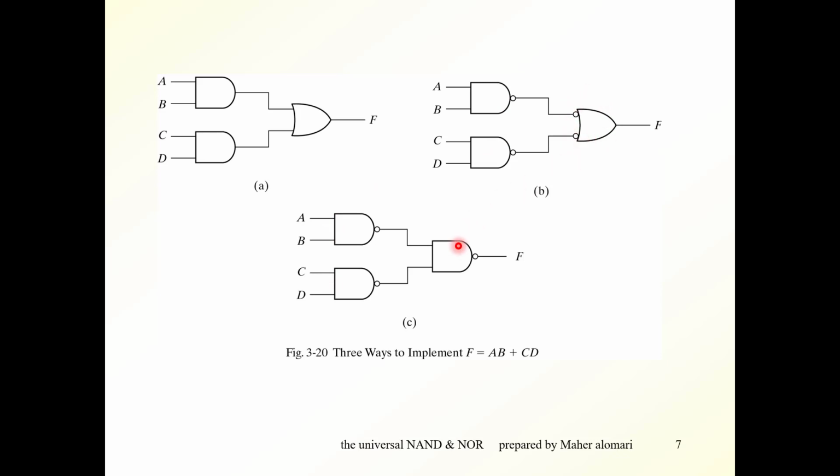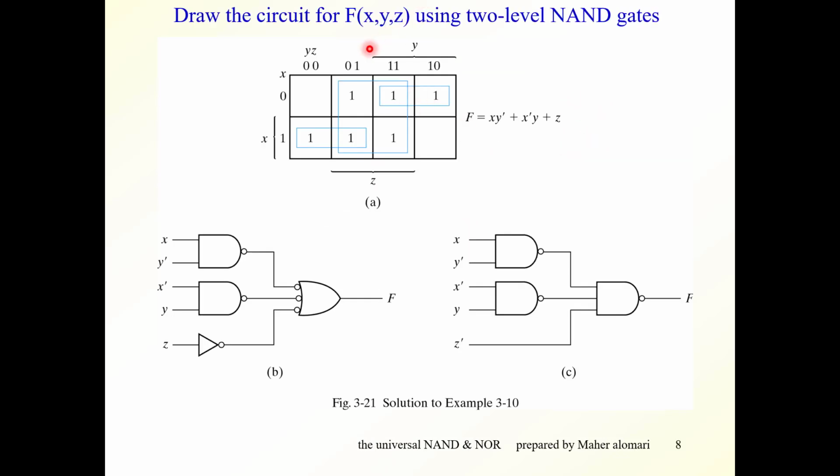Let's draw the logic diagram or the circuit for the function f, which has a domain x, y, z, using two-level NAND gates. The function is given as a K-map. Now we simplify the function from the map. Here we have a group of two minterms. This will result in this term, x y bar.